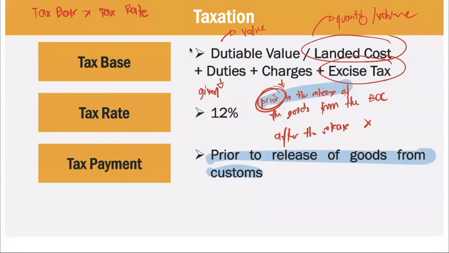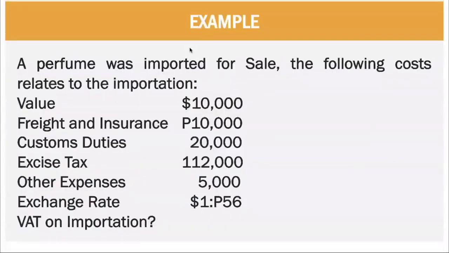Okay, so let's have an example. A perfume was imported for sale. The following costs relate to the importation. The value is $10,000. The freight and insurance is 10,000 pesos. The customs duties is 20,000. Your excise tax is 112,000 and your other expenses is 5,000. The exchange rate is $1 to 56 pesos. Normally, the excise tax for a perfume is 20%. That's why you have here an excise tax of 112,000.